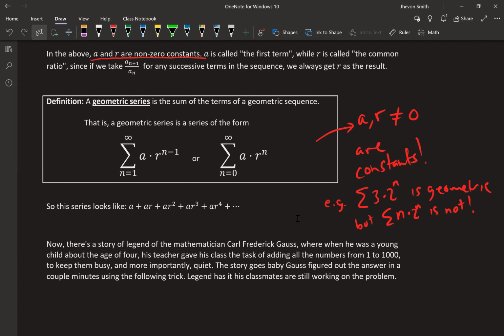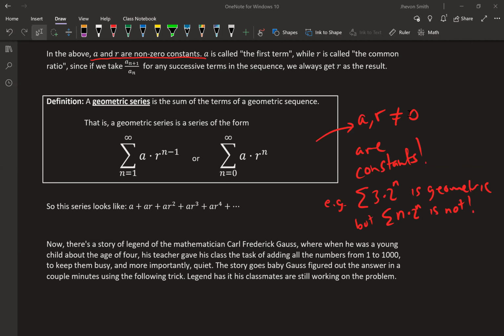Now, I'm going to tell you how we're going to figure out whether this converges. I'm going to tell you the story. We're going to use what's in a story to figure out how these series converge. There's a story, somewhat of a legend. I don't know how true it is, but I've always heard it. A lot of us have heard it. If you're a math person, you've heard this story.